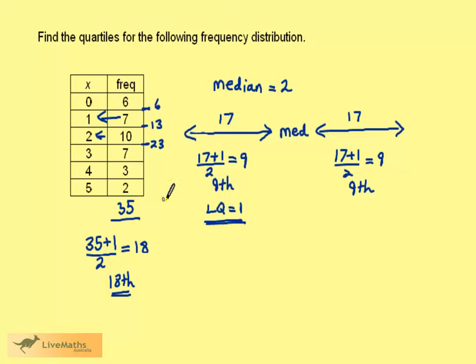For the upper quartile, we need to count 9 in from the top. We have 2 5s, followed by 3 4s, so that's 5 pieces of data so far. We then have 7 3s, taking us up to 12 pieces of data. The 9th piece then will be a 3. Therefore the upper quartile for this data is equal to 3.